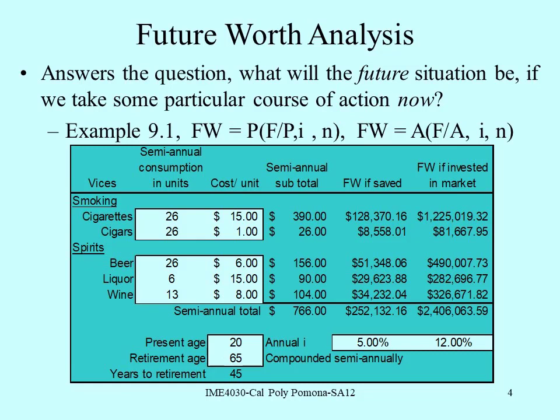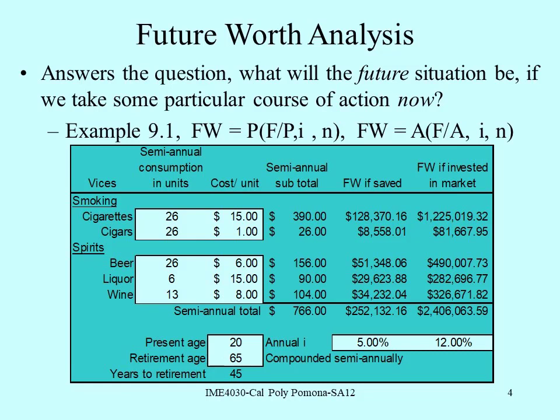$15 a week on cigarettes, and so that'd be 26 weeks, and so on a semi-annual basis that would be $390. What is the future worth of that expenditure? And in this example we're going to look at age 65, and we're assuming that the person is now 20 years old, so this is 45 years into the future. What would this be worth if that money, instead of being spent on cigarettes or cigars, was invested? What would it be worth in 45 years?